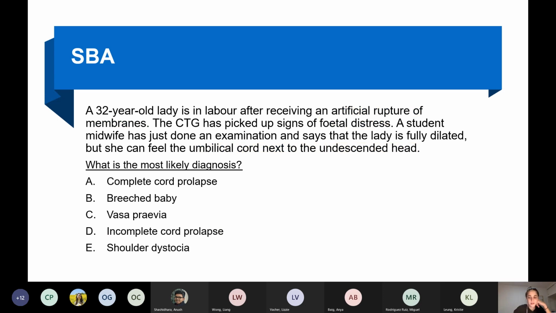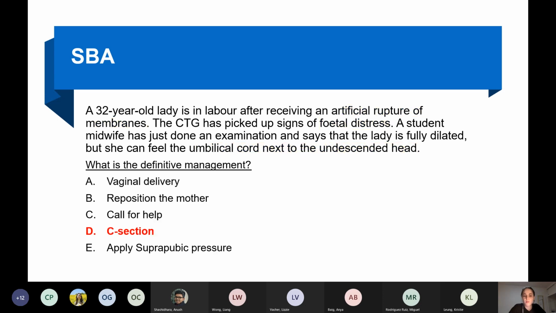So in this situation, we have artificial rupture of membranes, which we'll go through in a minute, as a risk factor for this. Fetal distress, and the umbilical cord is next to the undescended head. So this is incomplete cord prolapse, and I'm going to go through the differences in a minute.